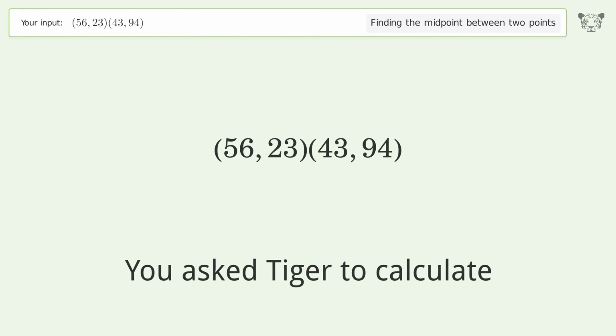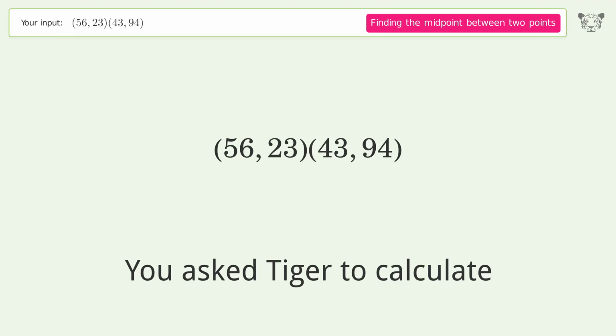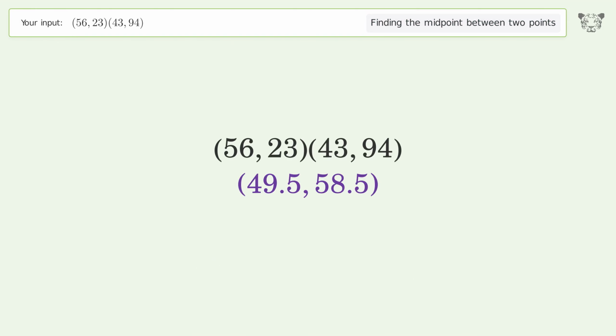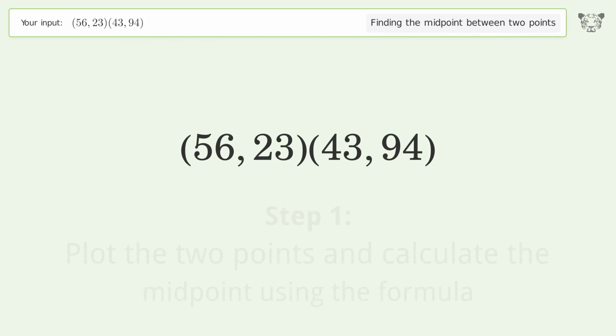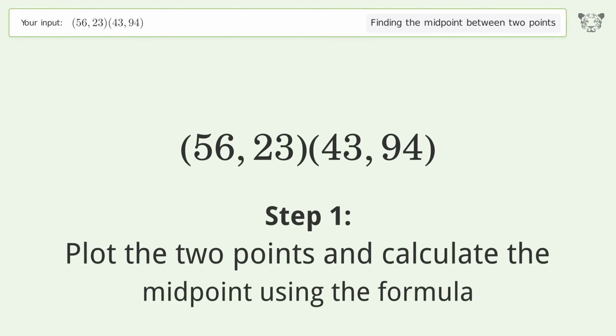You ask Tiger to calculate. This deals with finding the midpoint between 2 points. The midpoint between the 2 points is 49.5, 58.5. Let's solve it step by step. Plot the 2 points and calculate the midpoint using the formula.